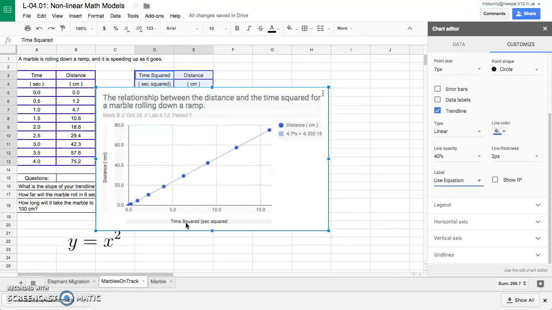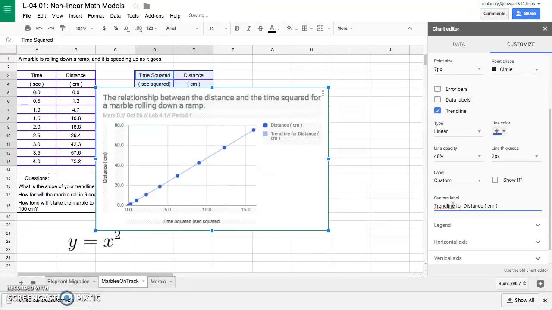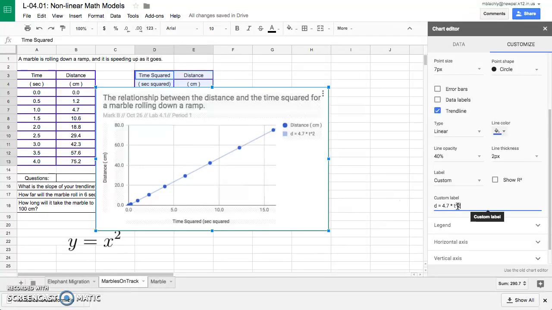Now, what's on my x-axis? It's time squared. So when I go over to use equation and I go to custom, my equation is going to be the distance, d, equals 4.7 times x, which is the time squared. We use a shift 6. Hit shift and then 6 and you can get this little caret thing, looks like a little hat, squared, and that means it's to the second power or times itself. And you can see that went right there.